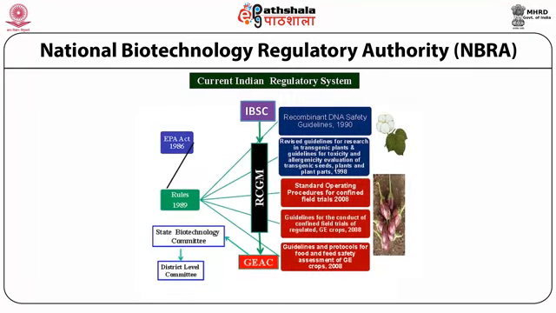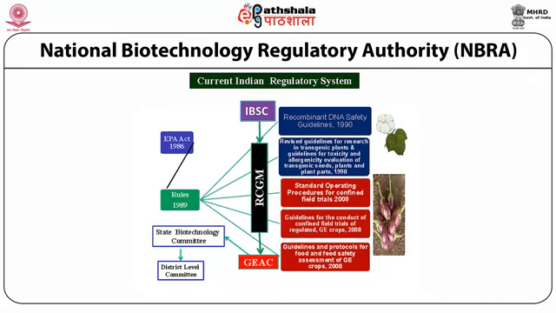The rules of 1989 define 5 competent authorities which regulate the transgenic organisms. They are the Review Committee on Genetic Manipulation, RCGM, the Genetic Engineering Approval Committee, GEAC, the Institutional Biosafety Committee, IBSC, the State Biotechnology Coordination Committee, SBCC, and the District Level Committee, DLC, for handling various aspects of the rules. This slide briefly explains the current regulatory system in India.